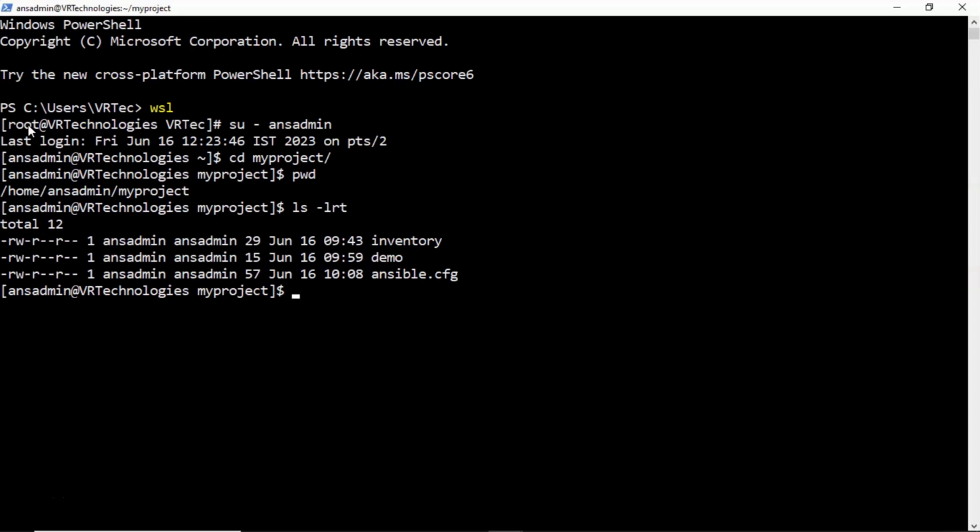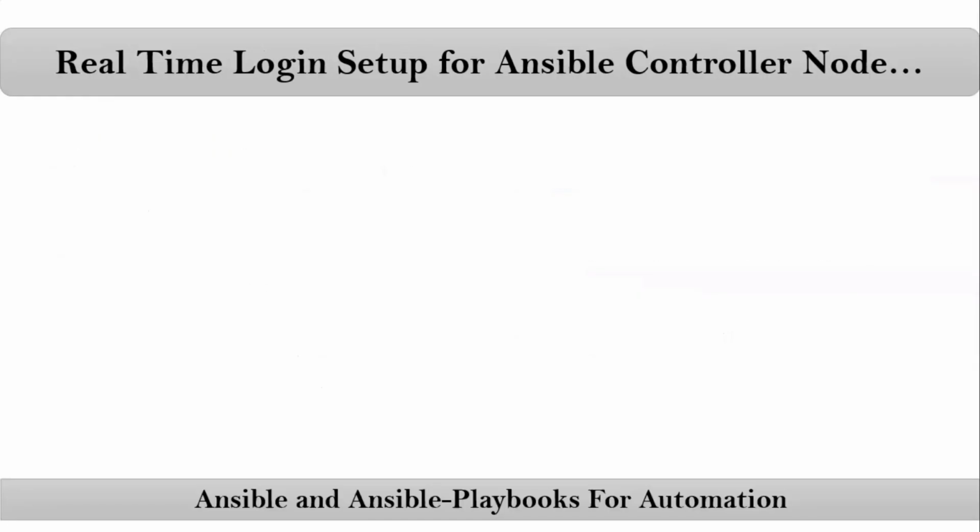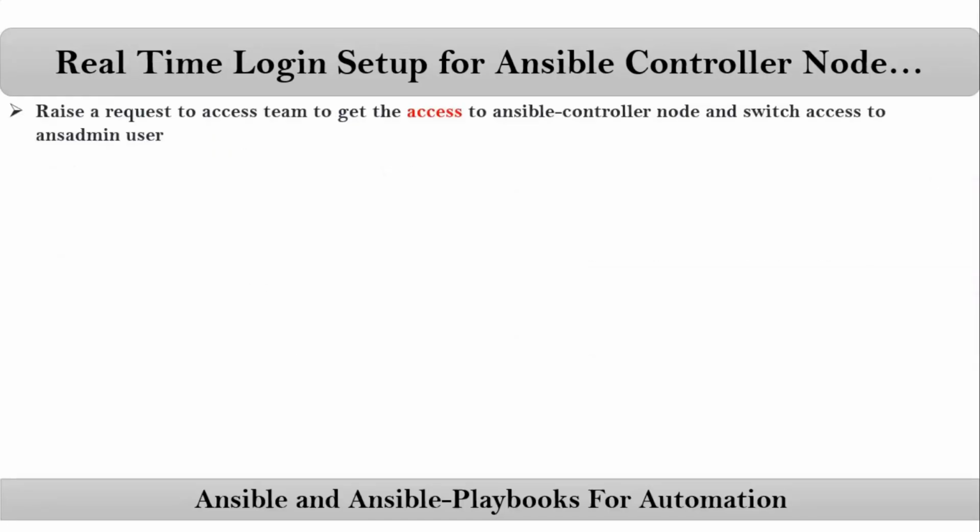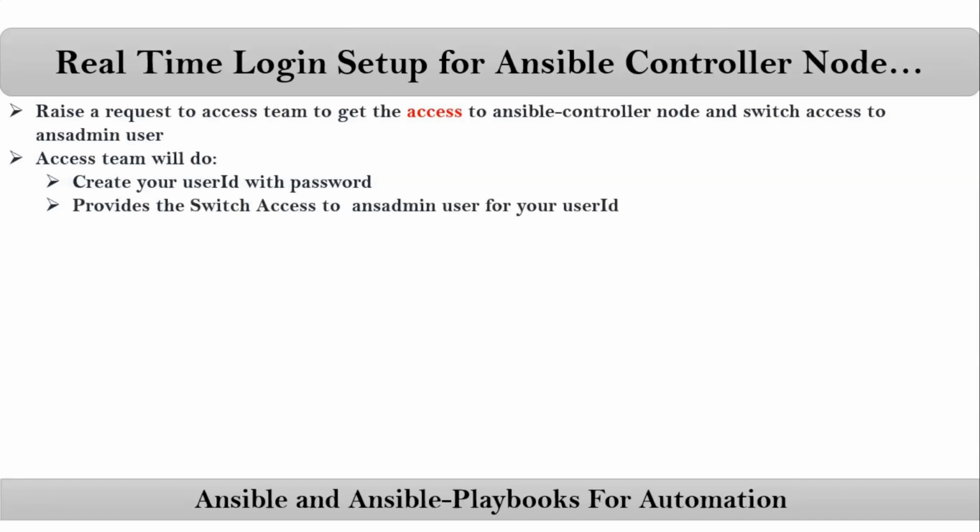So this is fine, you can continue with this. But let me show you how we log into Ansible controller node in real time. Once you join a project, you raise a request to the access team to get access to Ansible controller node and switch access to ansadmin user. The access team will create your user ID with password, and then provide the switch access to ansadmin user for your user ID. Assume you raised a request, but here you don't have an access team.